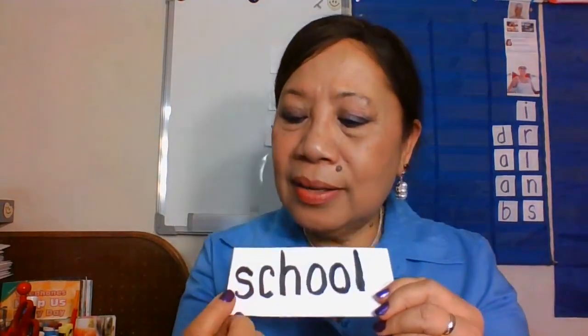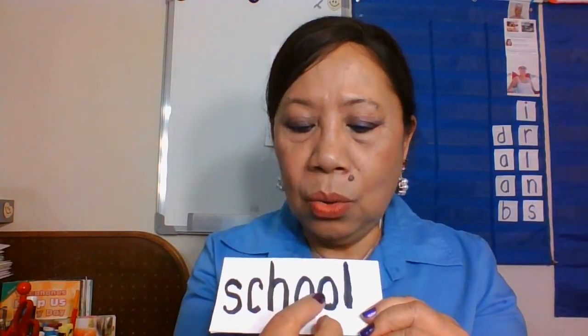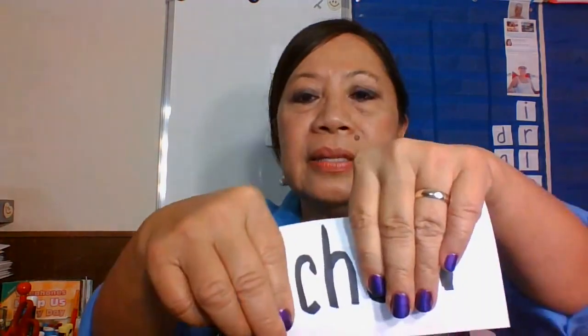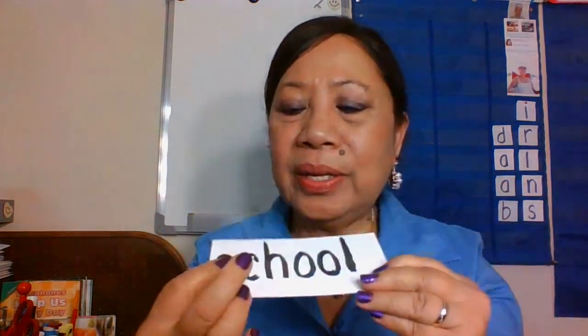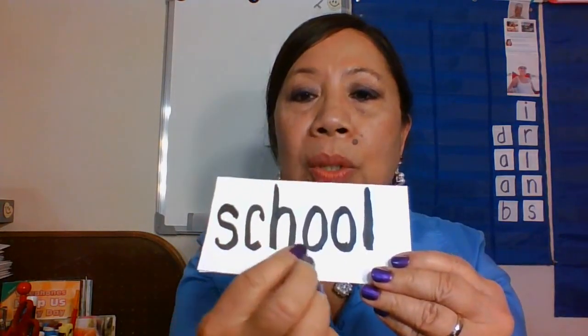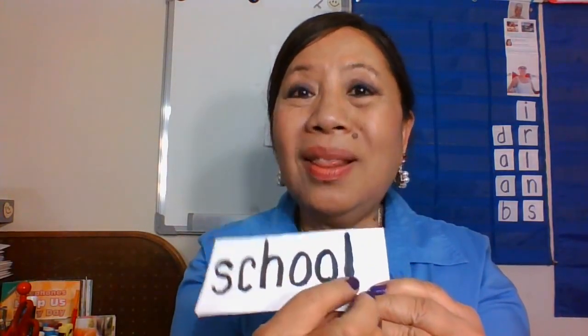All right, next is school. Let's say all the letters. S-C-H-O-O-L. CH is a digraph. It says ch. Two O's. I have to tell you something about two O's. It does not say short A as in octopus, or short O as in orange. It says ooh, ooh. Now let's do it. Sk, ool. School. All right.